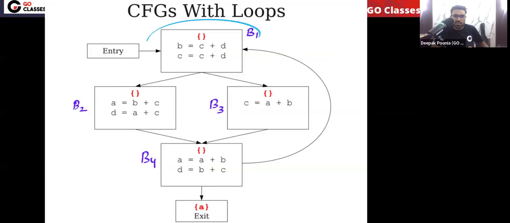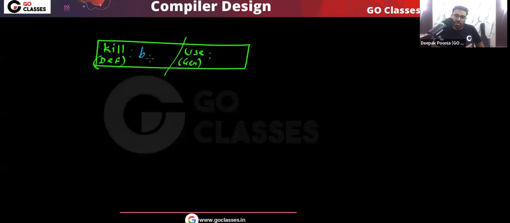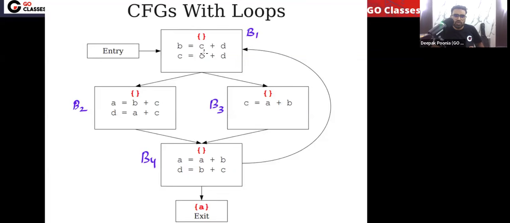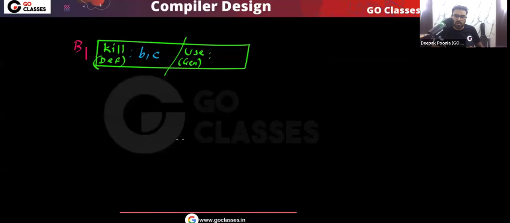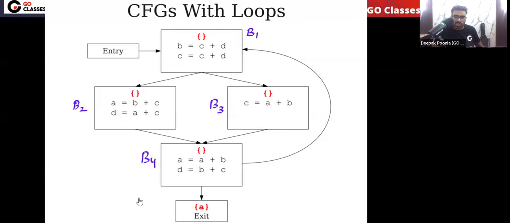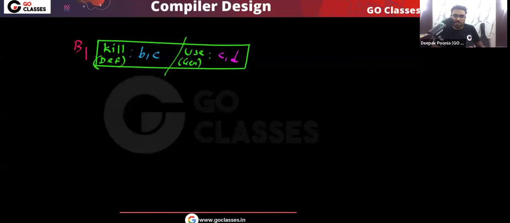In this basic block B1, which variables are defined, meaning assigned? You can see B comma C are assigned. So I will say that B comma C are killed by this basic block B1. That's it. Now let's see which variables are generated by B1. You check which variables are used before they are defined. C is used before it is defined, D is used before it is defined. So only C comma D are used before they are defined in this basic block B1.